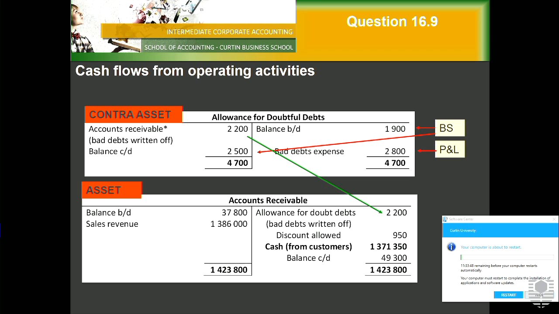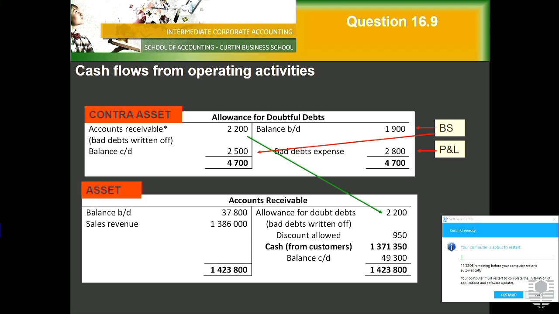Okay, we flow through that 2,200 from our allowance for doubtful debts, but remember, we've also got our discount allowed. That discount allowed, remember, because it's a receivable, we have allowed somebody discount. So it's currently in there as an expense to us, but we need to account for it in here. That discount allowed from your P&L of 950, pop that into the credit side there. We also need to bring in our sales revenue of 1.386 million, pop that onto the debit side.